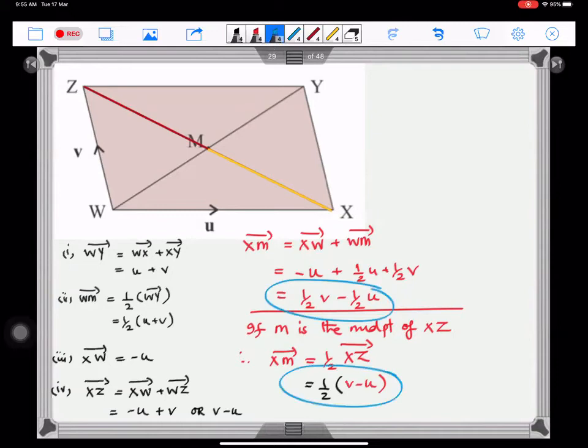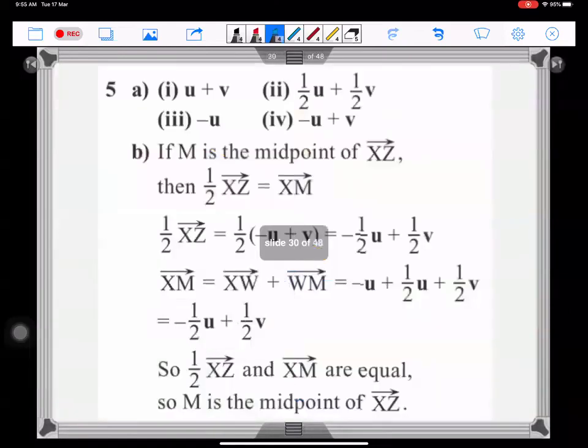Yes. Whether you find XM directly or you apply the concept that M is the midpoint of XZ, you are getting the same answer. Hence, you have proven that M is indeed the midpoint of X and Z. And it's a rule that we study in admaths, that if it's a parallelogram, the diagonals have the same midpoint. What are the different shapes of a parallelogram? It could be a parallelogram, a rectangle, a square, or a rhombus.